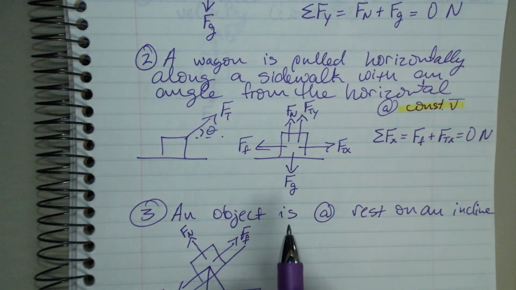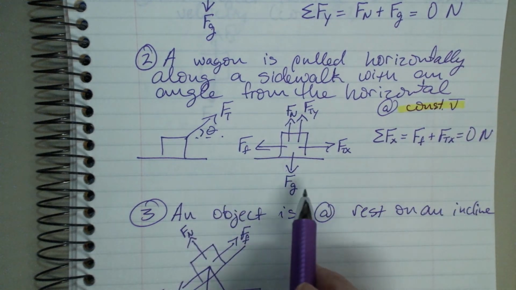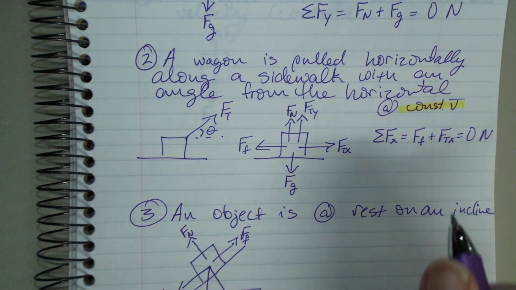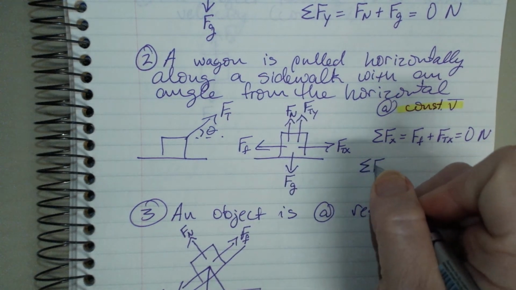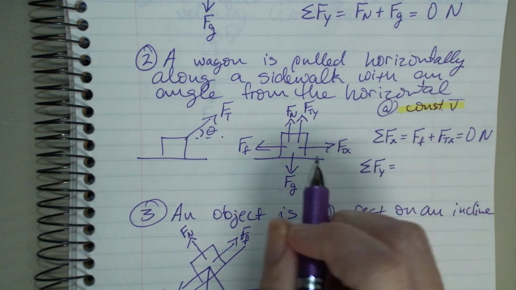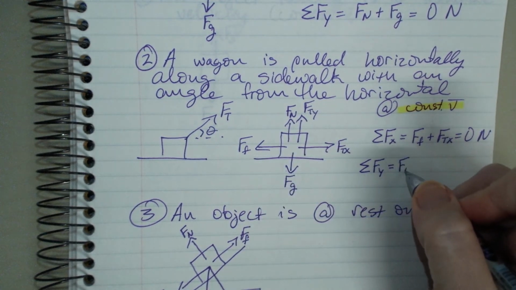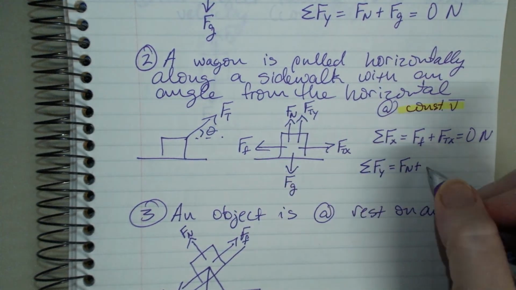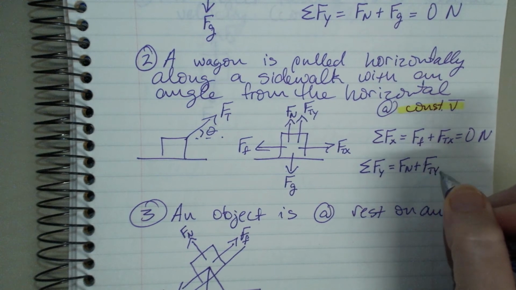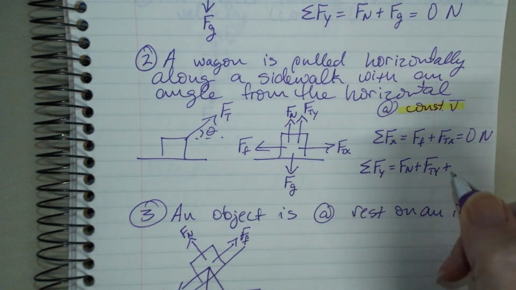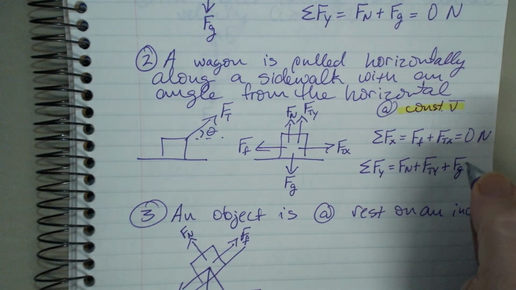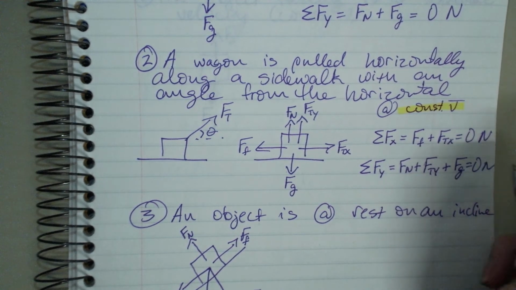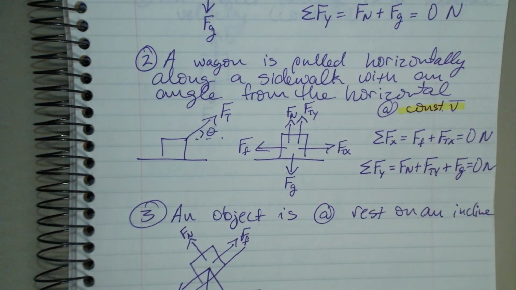In the y direction, it's not moving up or down, it's moving horizontally. So if it's not moving up or down, it's in equilibrium. So my net force in the y direction is equal to normal plus Fty plus my weight. It's everything in the y plane, and that's 0 newtons because it's in equilibrium.